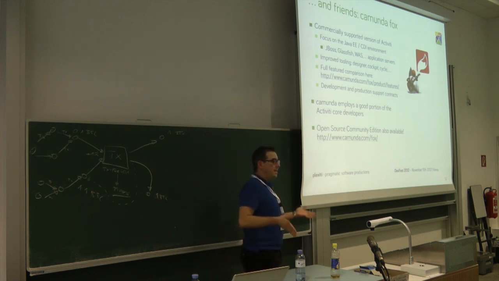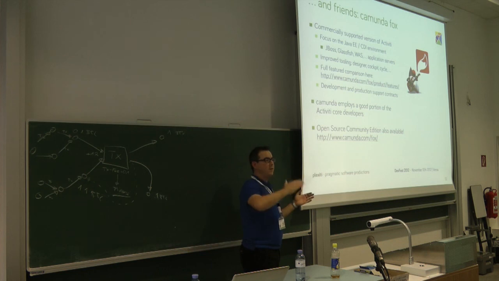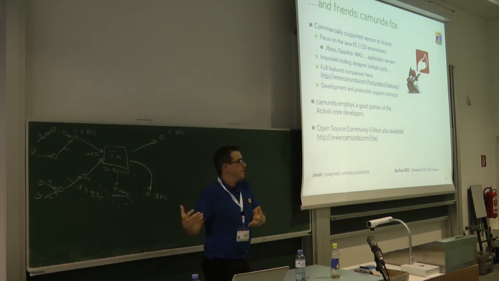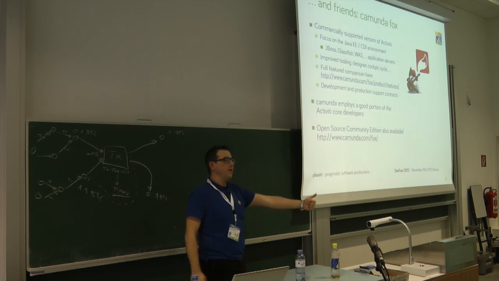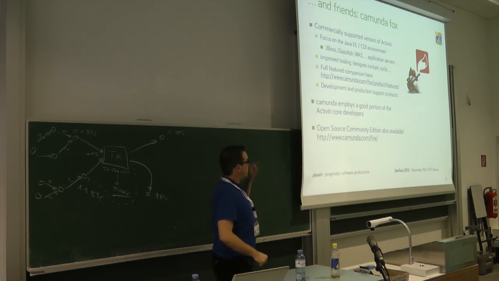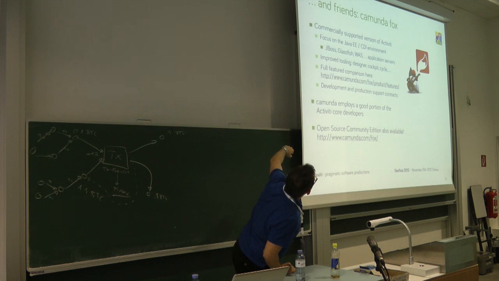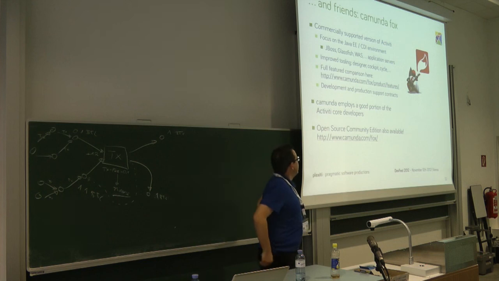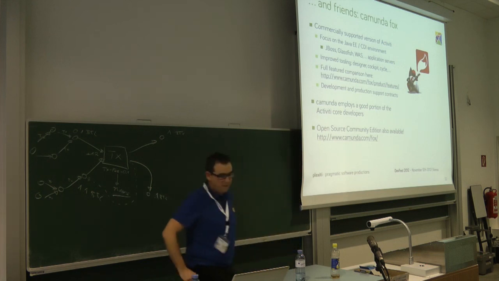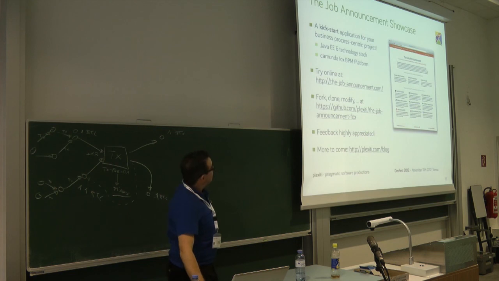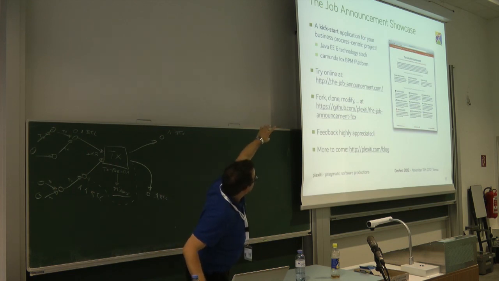Not only this, but as you've seen with open source projects, like for instance Apache Camel, I don't know if any of you know Apache Camel or other Apache or open source projects, there is the open source project you can download and do it your own, and then there are companies that offer services, either development services or support services. That's also part of what Camunda does. They also have a community edition, which you can download here, and a big part of the Activiti core developers work for Camunda.